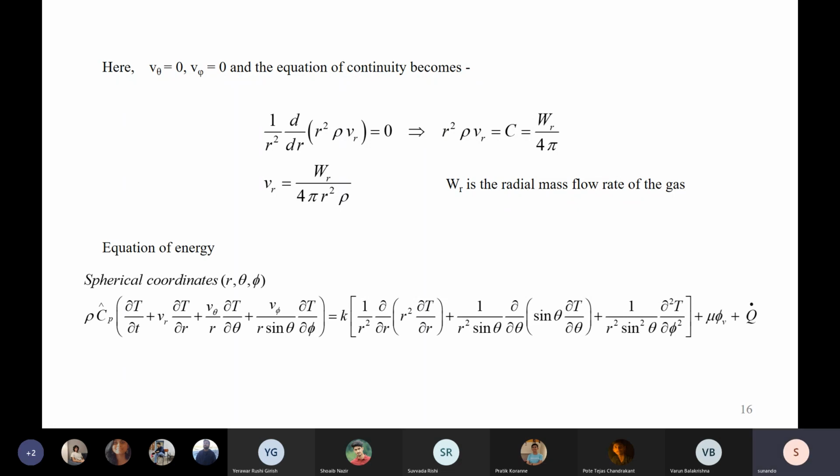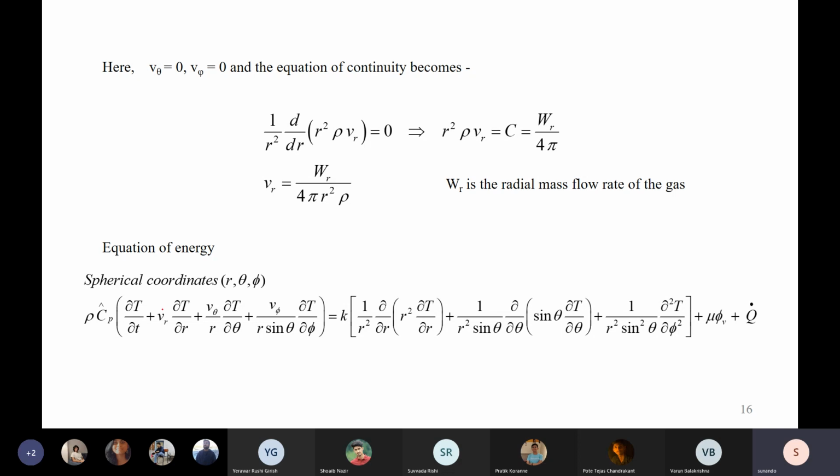Now comes the equation of energy. So we obviously have to choose the spherical coordinate system. This is another example of why we need the equation of energy, because if you want to solve this problem by making a shell heat balance, it would be next to impossible. So we deal with this case starting with the spherical coordinate.